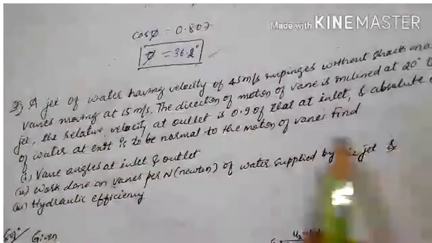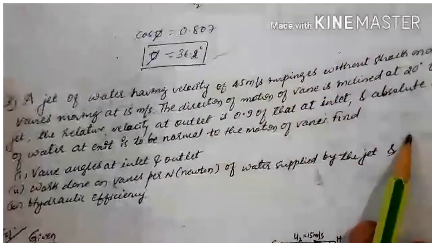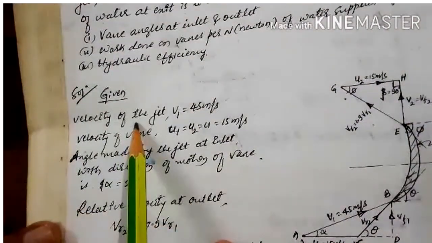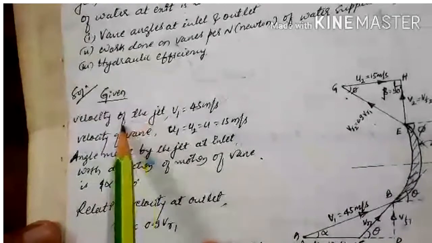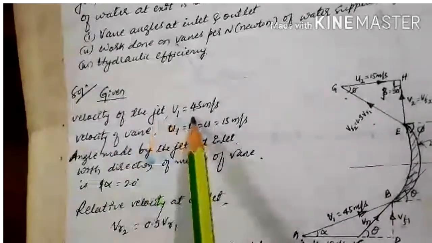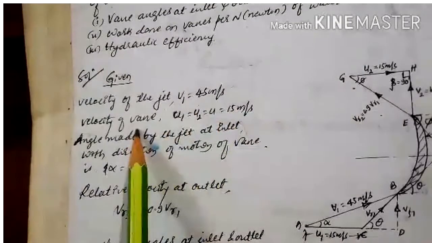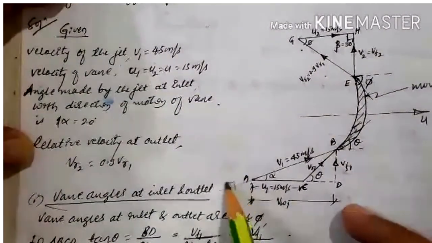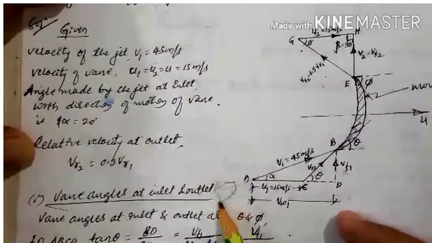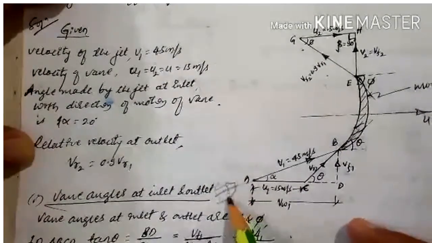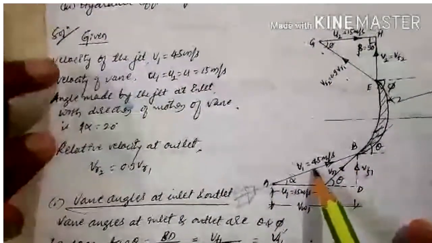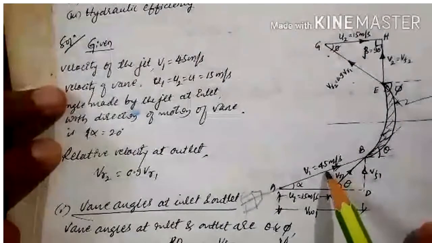So here, first try to understand the problem and what data are given. The velocity of the jet is given, meaning from the nozzle the jet is coming with a velocity V1 of 45 meter per second. The nozzle is fitted like this, so from this nozzle the jet comes out and strikes the vane. So V1 is the absolute velocity before striking the vane, 45 meter per second.